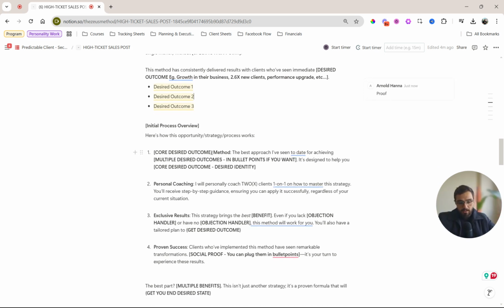Okay. So now this is the core desired outcome method. A small note here: this is going to be the name of your methodology. For example, my methodology is Predictable Client Ecosystem. Why? Because I help you generate predictable clients while building an ecosystem so you don't have to chase people. It builds on each other, grows over time, and keeps generating clients for you, and you feel happy and satisfied.